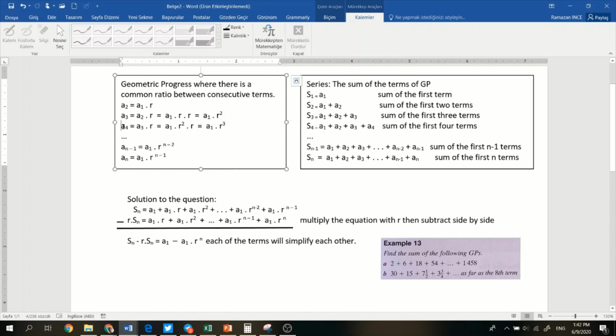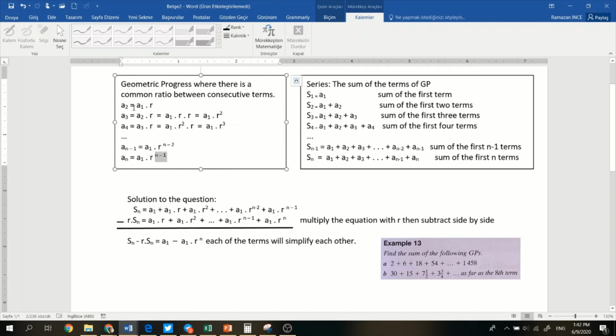From here, as you see, A4 is equal to A1 times R cube, and A3 is equal to A1 times R square. Did you see the relationship between 4 and 3, and between 3 and 2? It means for n minus 1, you'll get A1 times R raised to power n minus 2, just subtracting 1. Then by the same logic, An will be A1 times R raised to power n minus 1. That is the pattern it goes on.